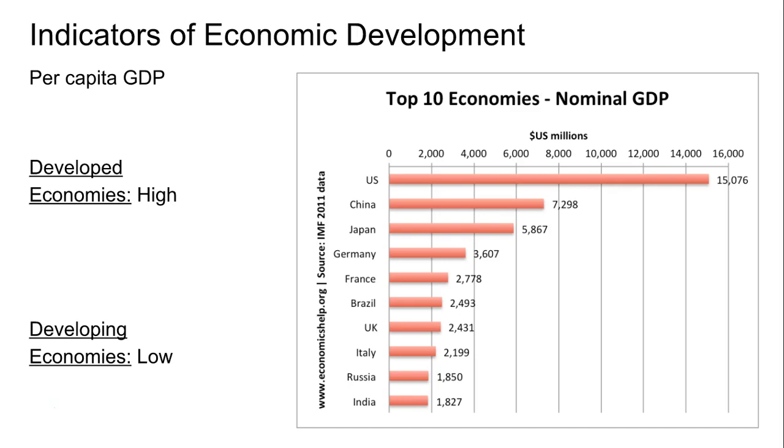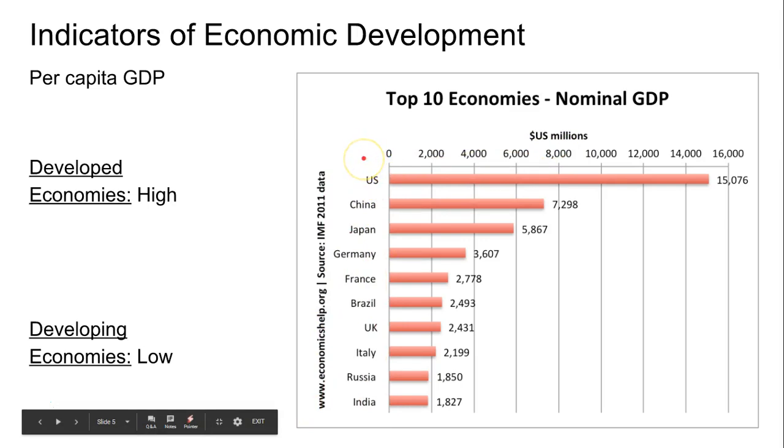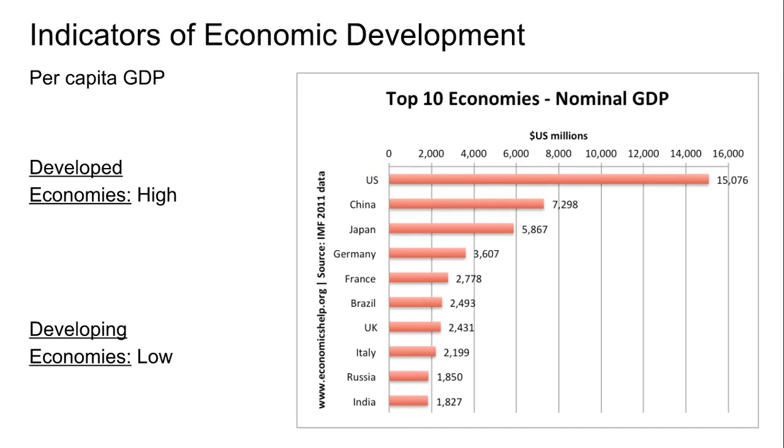In developing economies, that number is going to be very low. So their GDP per capita is going to be very small. In some cases, it could be as low as a couple hundred dollars. If you look on the chart here on the right, you'll see the top 10 economies in terms of GDP. Now, it doesn't show GDP per capita. We'd have to divide that by the total number of people in that country. But you start to get an idea of some of the wealthiest countries in the world and where we might find those.